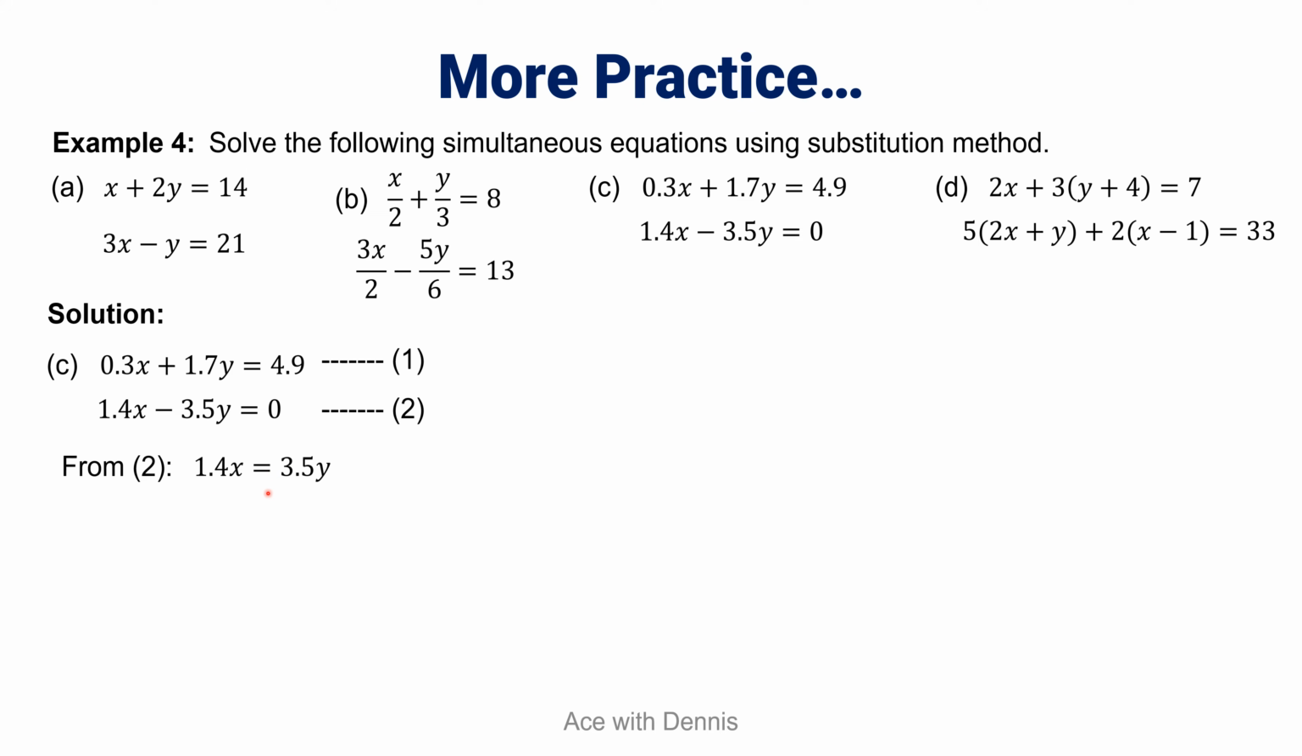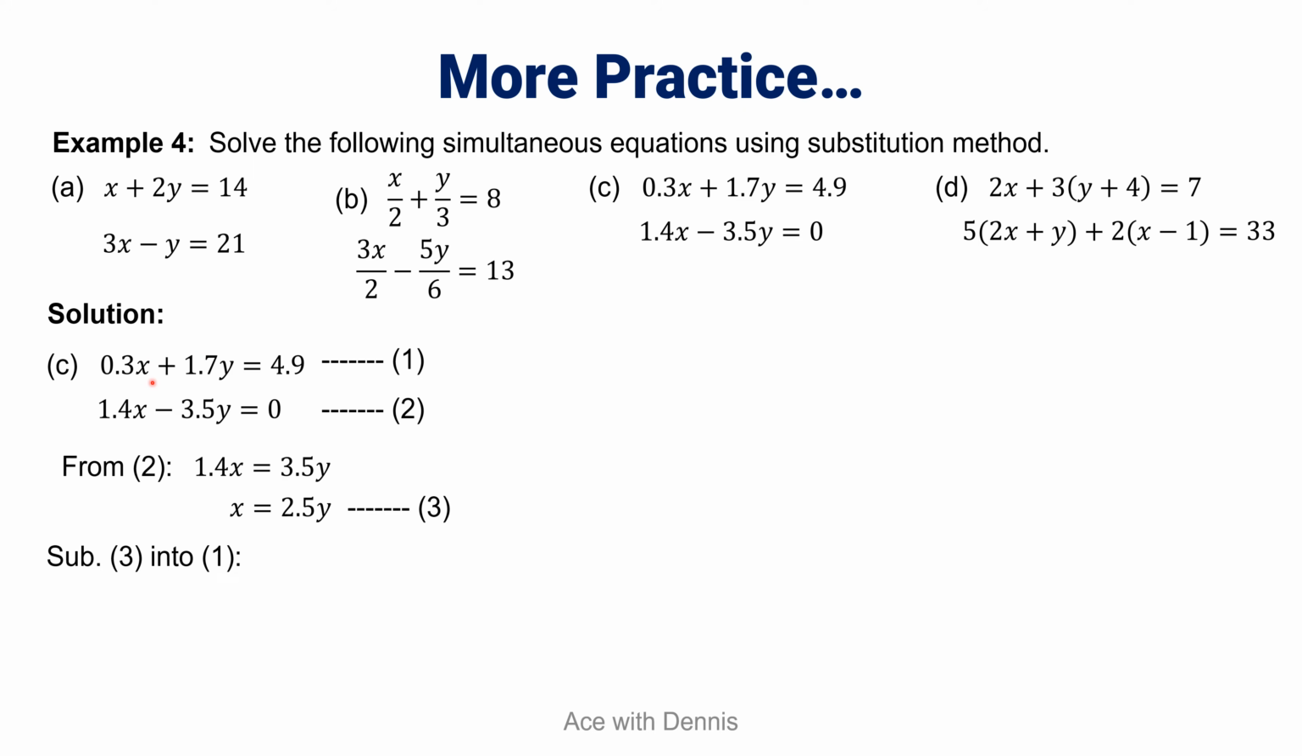So it's 1.4x equals 3.5y. Hence x will be 2.5y. Okay, so as you can see here, just treat it as usual, right? It just involves decimal numbers here. So I label this as equation number 3. After that, I substitute equation 3 into equation 1.